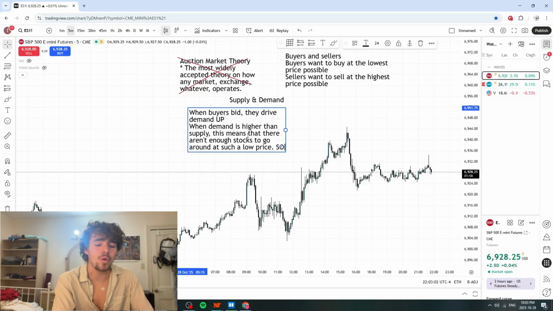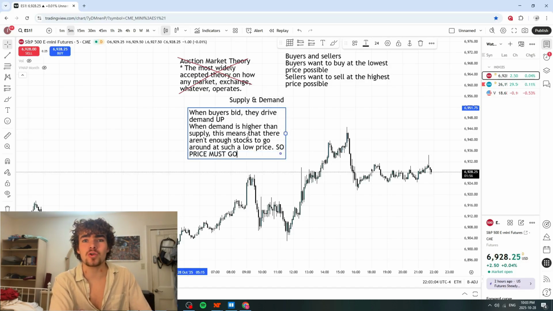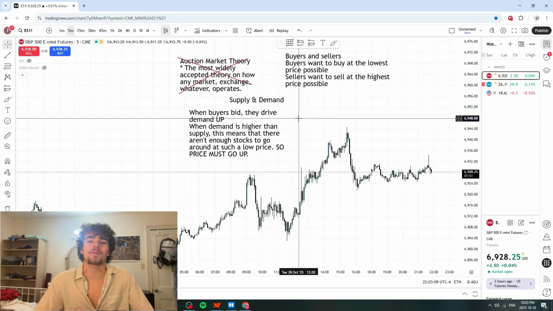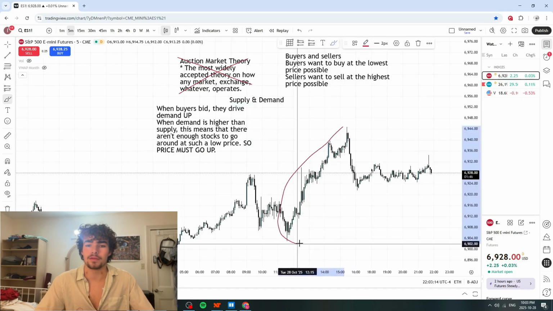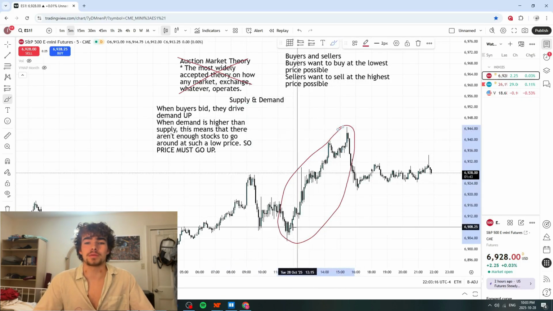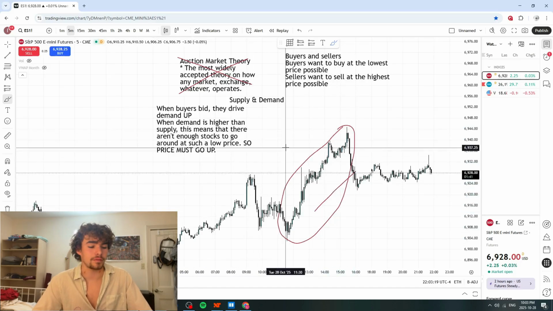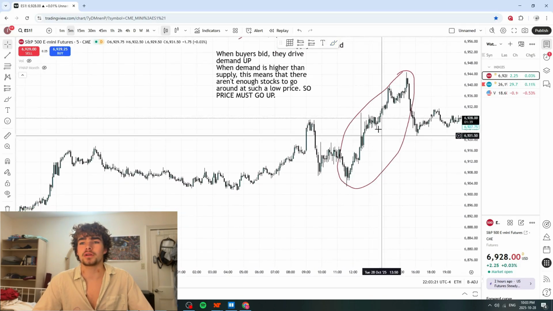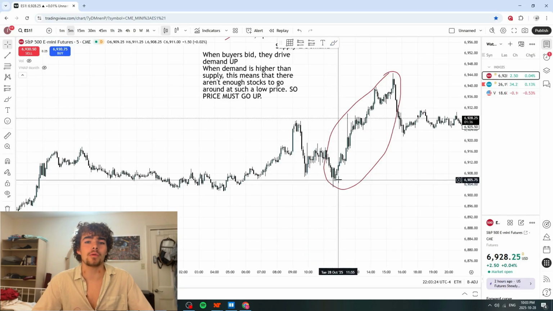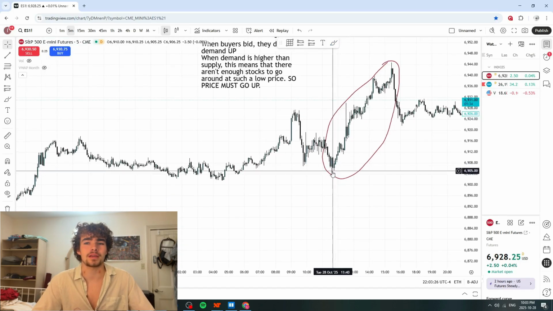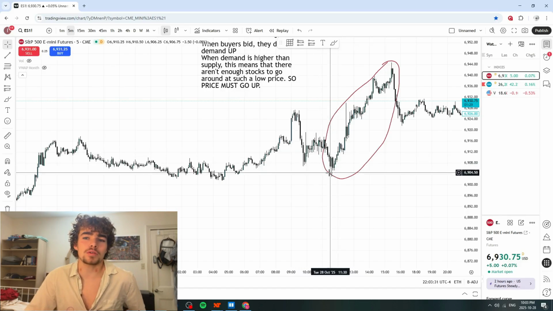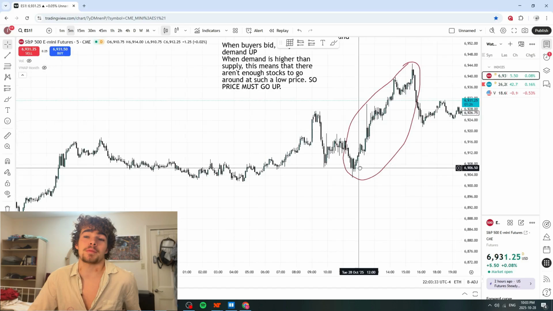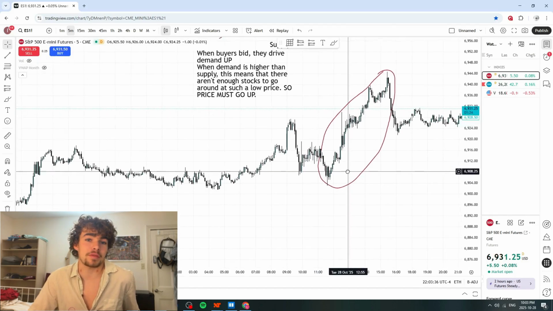So, price must go up. Go to the moon, alright? And what happens then? This huge candle right here. This is what happens. There was not enough going on down here. No one wanted to sell down here because it was like, why are we selling at such a low price? Or whatever the reason was. But there was no supply and a lot of demand because people thought that it was going to go up. Or they thought it was going to go down. Whatever.